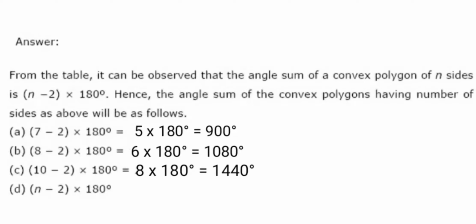So first part, n equal to 7: 7 minus 2 into 180, that is 900. Part b, n equal to 8: 8 minus 2, that is 6, into 180 degrees, 1080 degrees. Part c, n equal to 10: 10 minus 2 into 180 degrees, that is 1440 degrees. And for n, that is n minus 2 into 180 degrees. So the interior angle sum of any polygon is n minus 2 into 180 degrees, where n is the number of sides of the polygon.